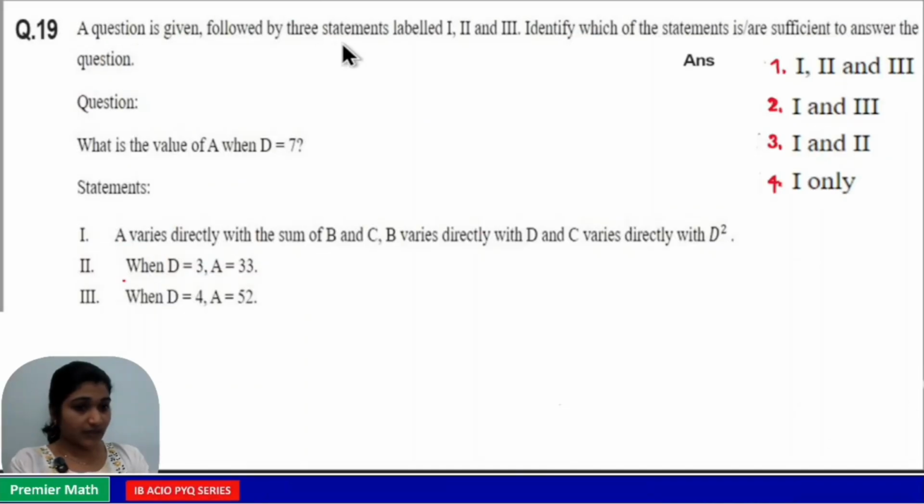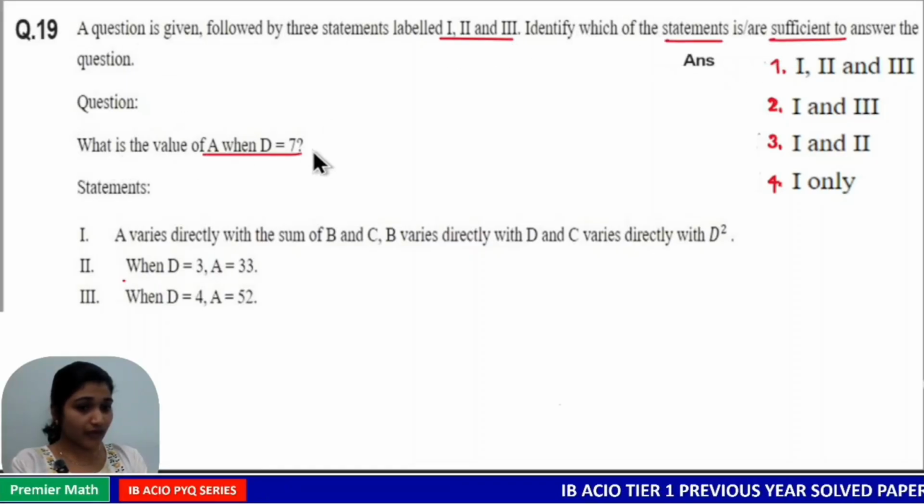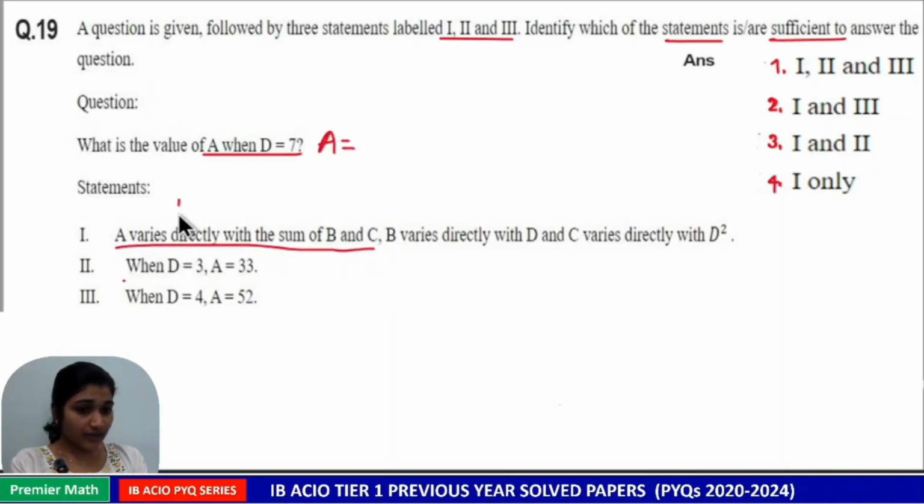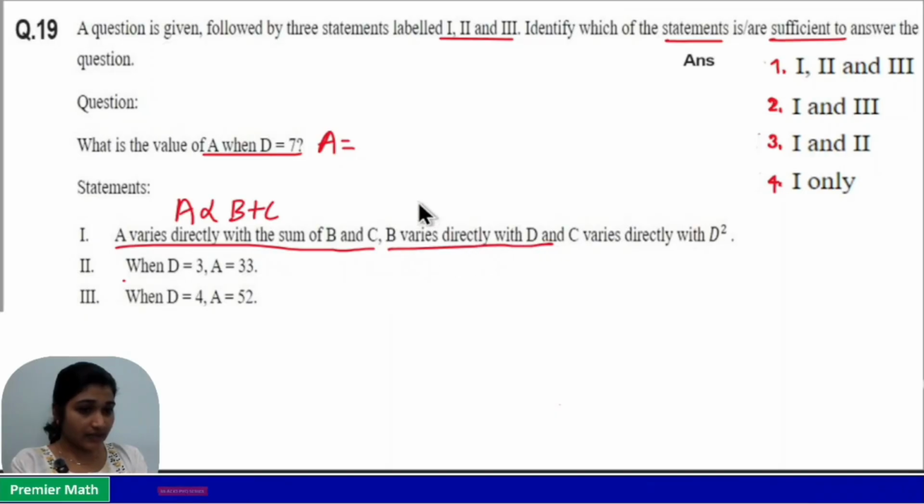A question is given followed by 3 statements labeled 1, 2 and 3. Identify which of these statements are sufficient to answer the question. Question is, what is the value of a when d equal to 7? So here a varies directly with sum of b and c. A directly proportional to b plus c and b varies directly with d. B directly proportional to d. C varies directly with d square. C directly proportional to d square.